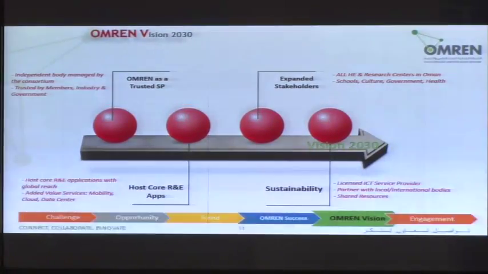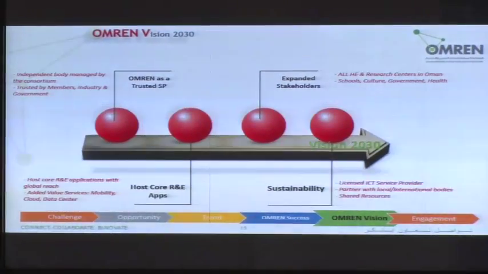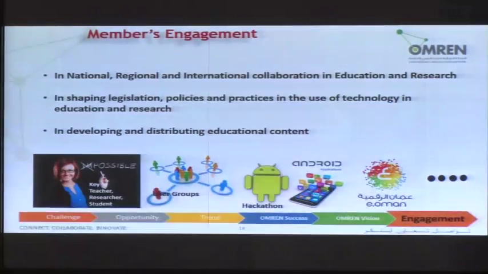Sustainability, licensed ICT service providers, and this would happen only when we have above 40 members, where we can go to TRA, ask them to be a licensed service provider, where we can get lines through Tata, through different companies to Oman, and we give them unlimited speed of internet.